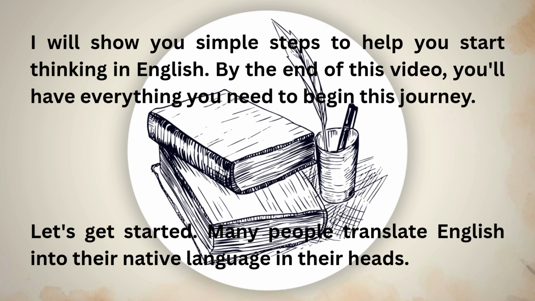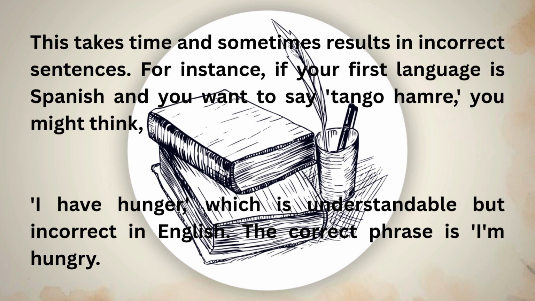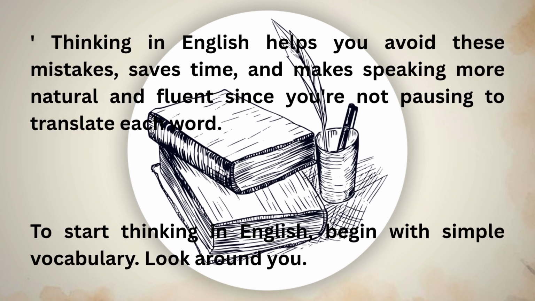Let's get started. Many people translate English into their native language in their heads. This takes time and sometimes results in incorrect sentences. For instance, if your first language is Spanish and you want to say "tengo hambre," you might think, "I have hunger," which is understandable but incorrect in English. The correct phrase is, "I'm hungry." Thinking in English helps you avoid these mistakes, saves time, and makes speaking more natural and fluent since you're not pausing to translate each word.